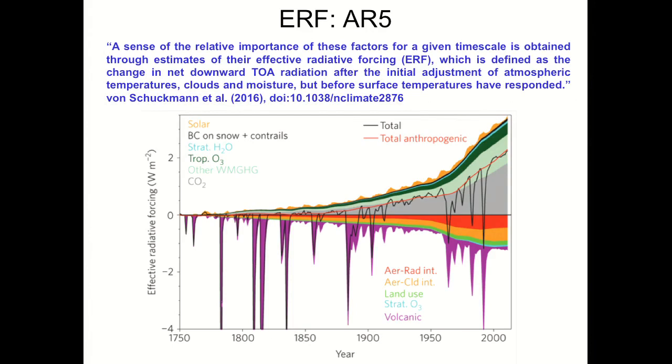And of course we've got black carbon and snow plus contrails. We've got that stratospheric water vapor, which is essentially the end product of methane being emitted into the stratosphere. We've got tropospheric ozone. We've got these other well-mixed greenhouse gases, WMGHG as they're called, and then we've got carbon dioxide, which of course is the biggest one. So you can see the effective radiative forcing with time.